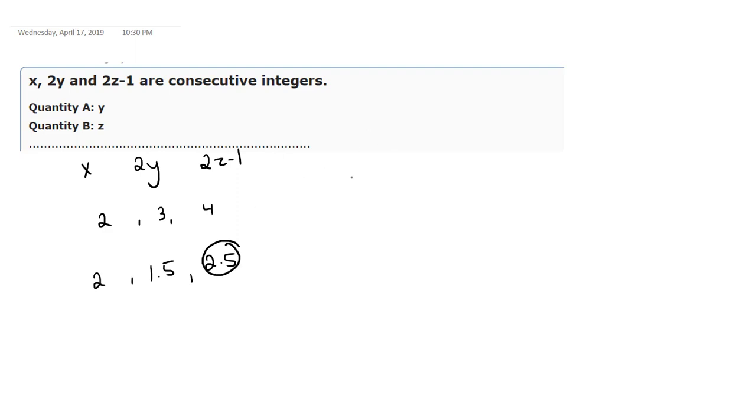Okay, let's see if we can create another situation. How about -2, -3, and -4? And we have x, 2y, and then 2z minus 1. Let's see what happens. So x is going to be -2, y is going to be -1.5. And then we need this to equal -3, which means 2z is going to equal -1.5, which in this case they're equal, which is c.